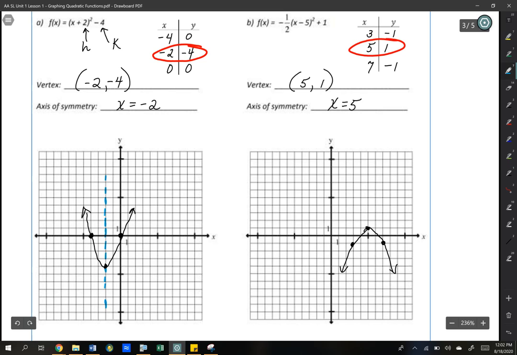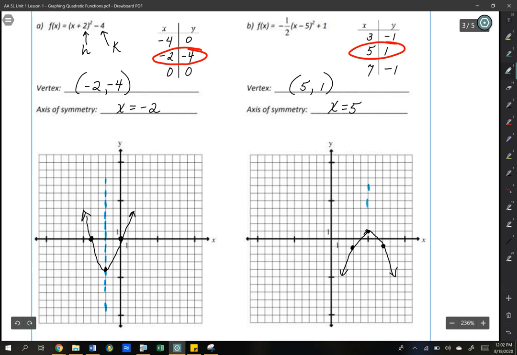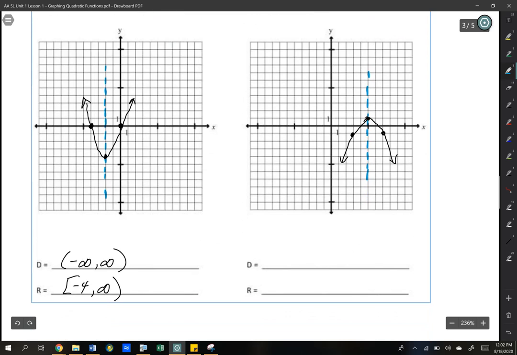I'm going to draw the axis of symmetry just because it's fun. All right, and then we're going to state the domain and the range. So it looks like all the x values will be included, again, because this is going to go on infinitely left and infinitely right, and we will have all x values. So that's all real numbers.